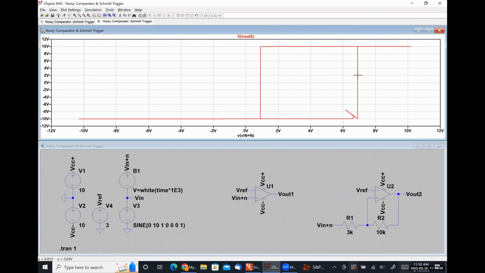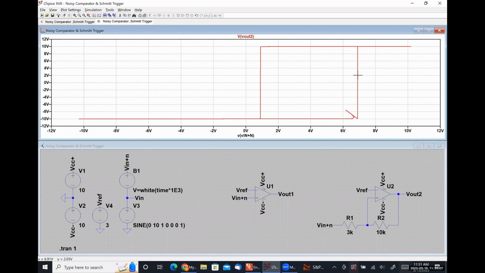Yes, ma'am. So how exactly is that affected? So because we have that latching, because the output stays high until we get less than the lower trigger limit, or it stays low until we get higher than the upper trigger limit, those noise variations don't cause the output to change state.